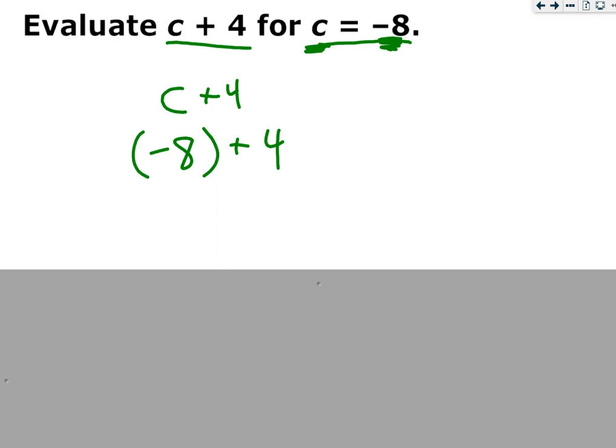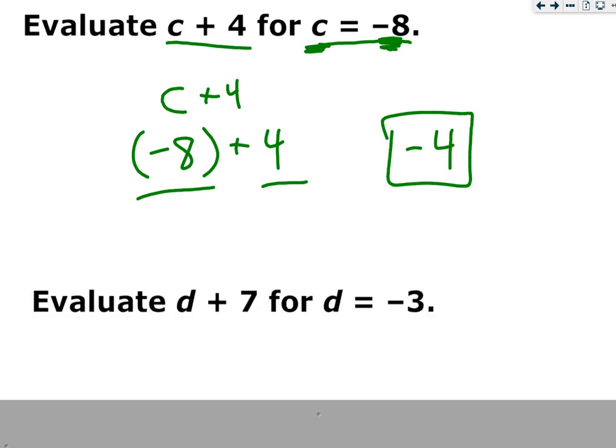And now you can see it's just like the previous problems. Looking at the numbers, we have different signs. One's negative, one's positive. So we must subtract the numbers. 8 and 4 subtracted is 4. Looking back at the numbers, 8 is bigger than 4, so our result must have that sign. And the sign with the 8 is a negative. So negative 4 is our answer.